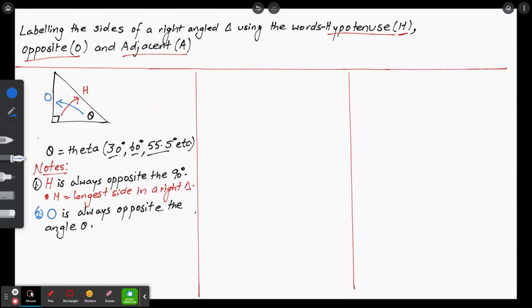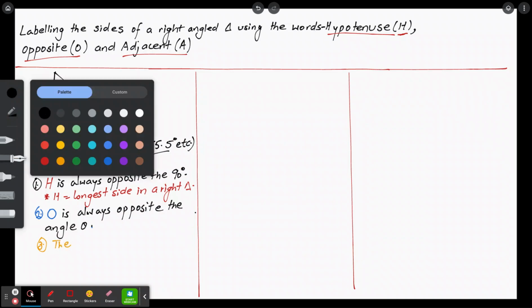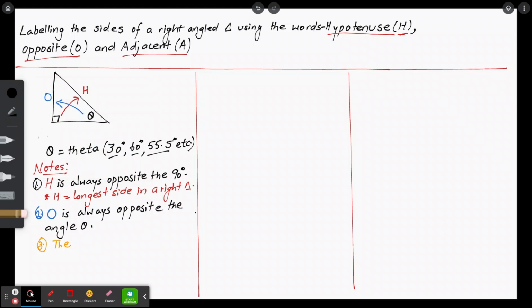All right, so now the lucky last one is called adjacent. To make it easy for my students to understand, I always say it is the leftover side. Okay, so my bad, I need to get my black pen out first to get the eraser. Just give me a second. My black pen.